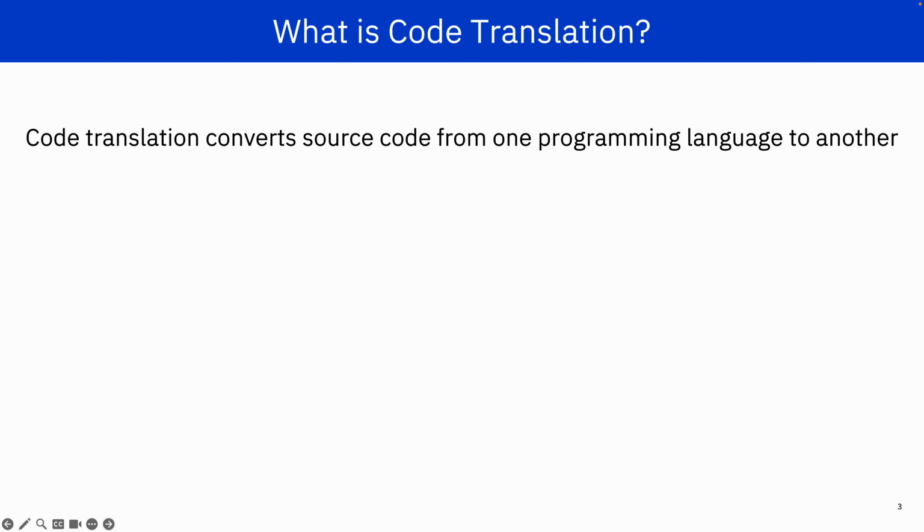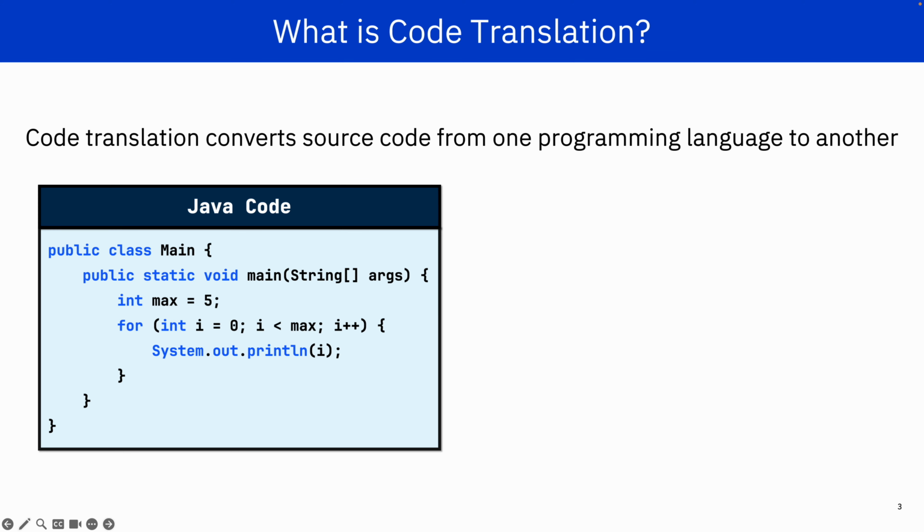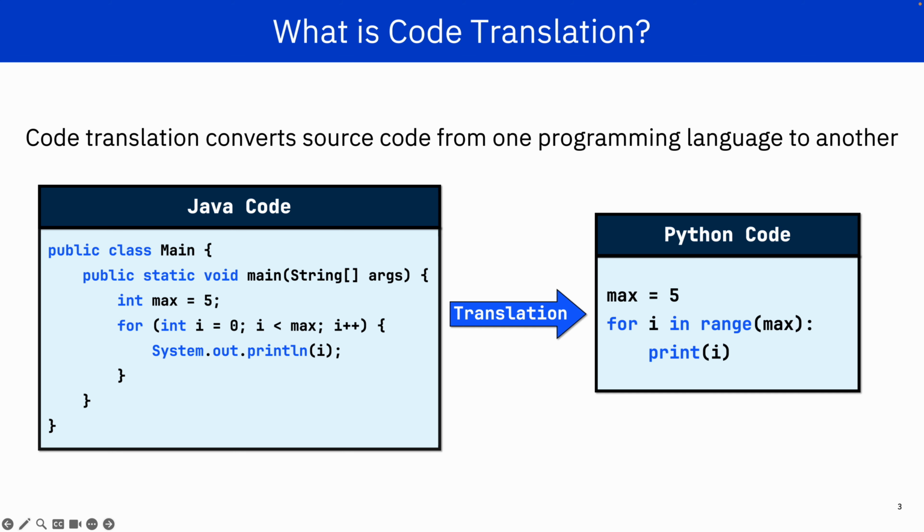Given the success of large language models in generative tasks, we wanted to see how they perform in code translation. But before diving deeper, we first need to define what code translation is. Code translation is the process of converting source code from one programming language to another. For instance, if you have this Java code here on the left, which prints the numbers between 0 and 4, its translation to a Python equivalent is going to be similar to the one shown here on the right.